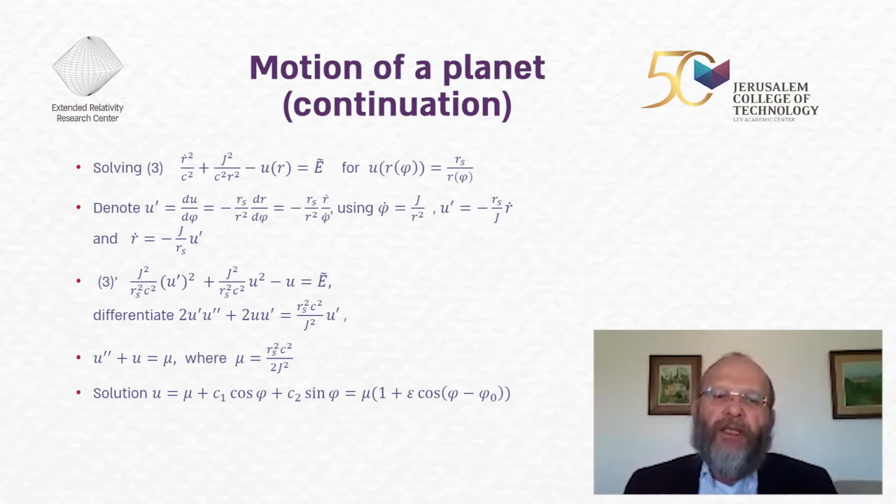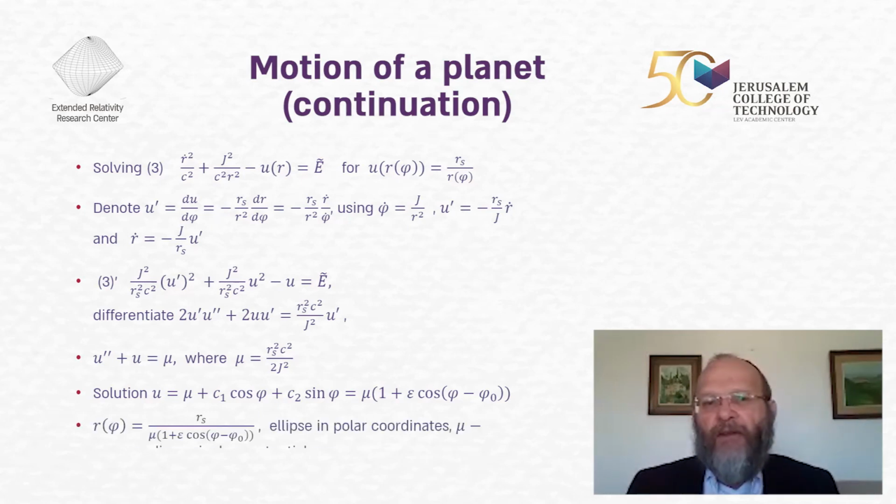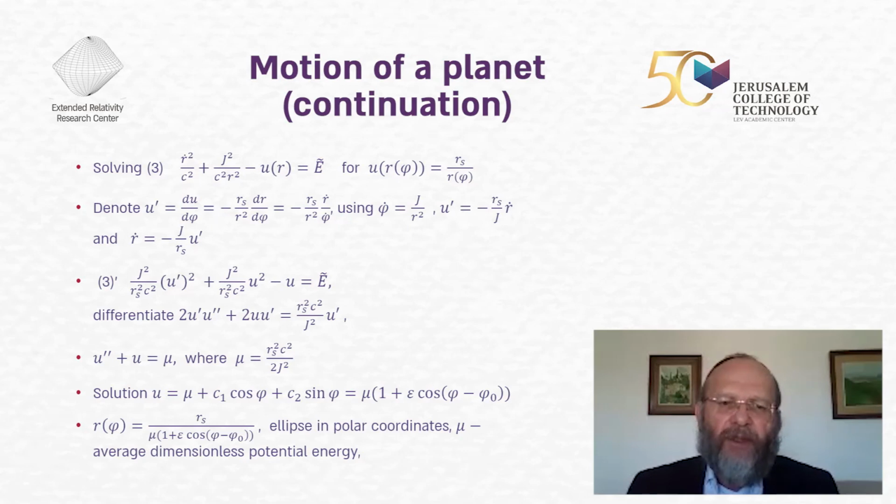And what is epsilon? If epsilon is 0, u, which is connected to r, will be constant. That means you get a circular orbit. As epsilon grows, you get a more eccentric orbit, more elliptic. So we return to r of phi. From the definition, r of phi is rs over u. And you get this formula: rs over mu times 1 plus epsilon cosine of phi minus phi naught.